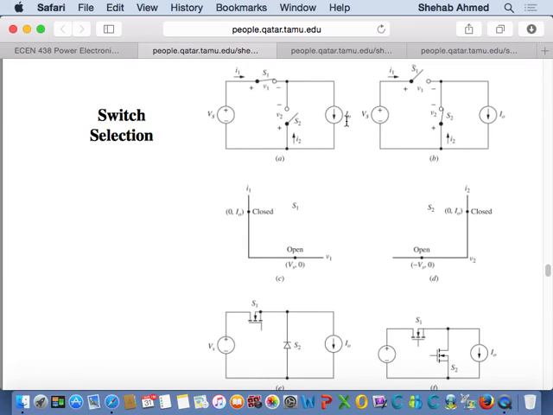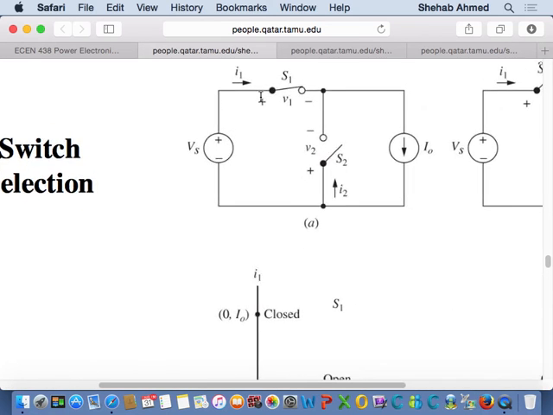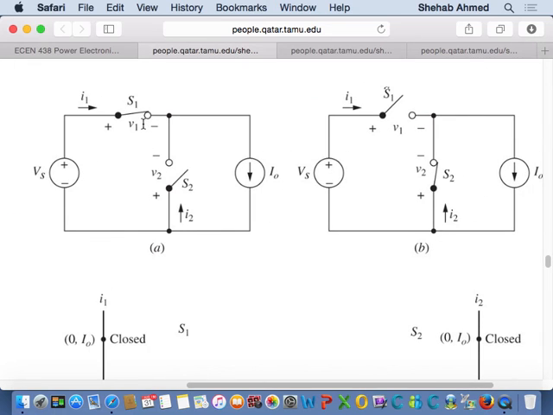So you have a circuit, you have an input source, and you have an output load. The output load here is a constant current load, right? And you have two switches. When switch S1 is on, switch S2 is off, and vice versa. And these are the current and voltage polarities across the switches.